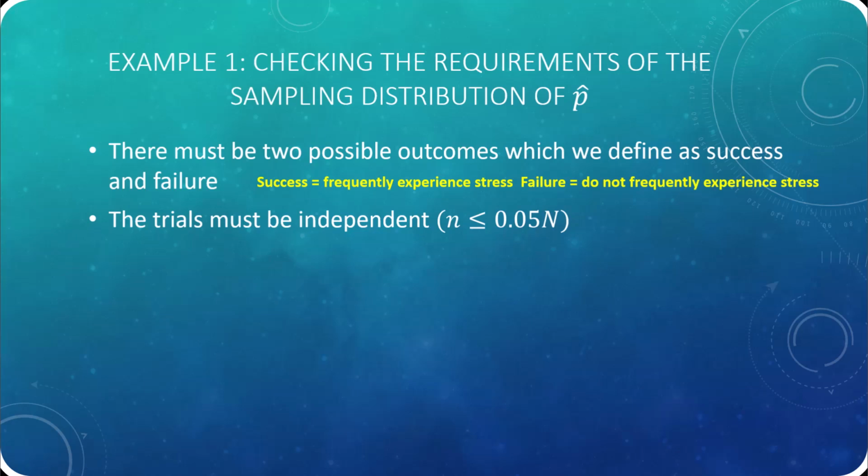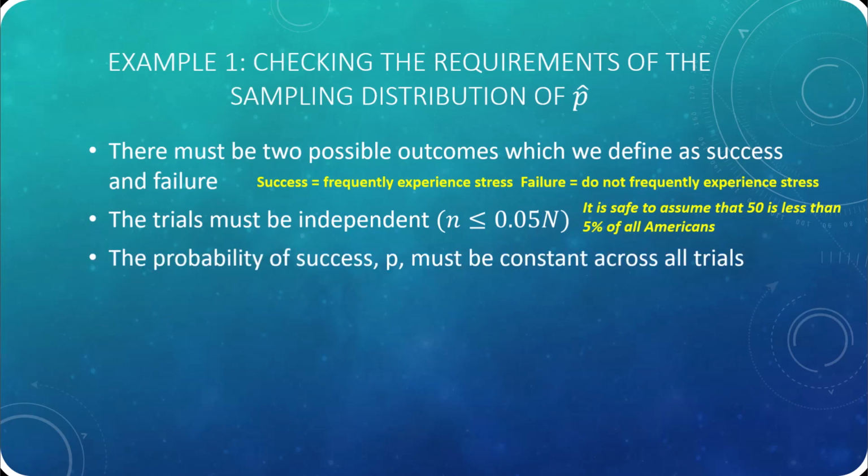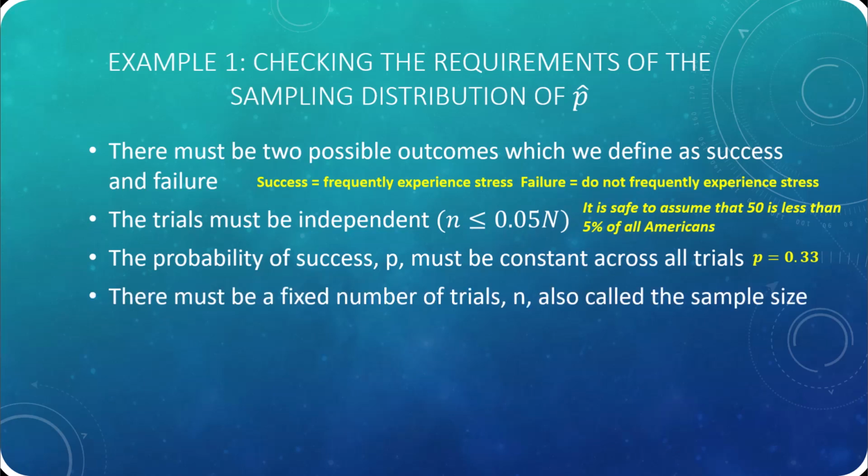The trials have to be independent, and we achieve this by saying that our sample size is less than or equal to 5% of the population. Note that our sample size is 50 people. It's pretty easy to assume that 50 is less than 5% of all Americans, if we say that Americans is the population we mean to study. The probability of success, P, must be constant across all trials. So remember, the population proportion of people who frequently experience stress was 33% or 0.33. There must be a fixed number of trials, N, also called the sample size. In this case, we are told that there are 50 students, so N is equal to 50.